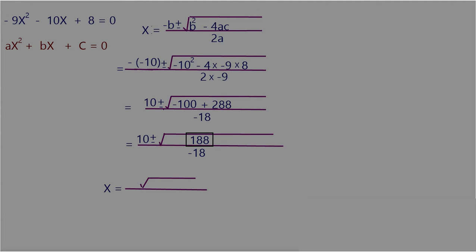188 is not a perfect square, so we leave it as it is and keep the answer as x equals 10 plus the square root of 188 over minus 18, and x equals 10 minus the square root of 188 over minus 18.